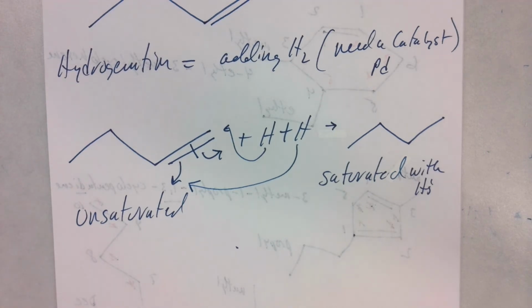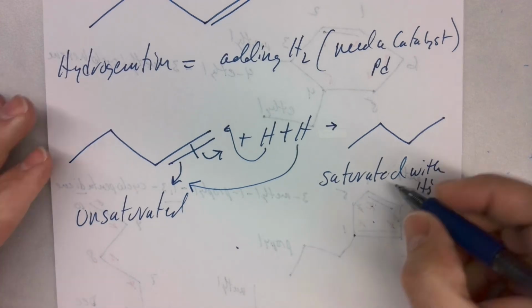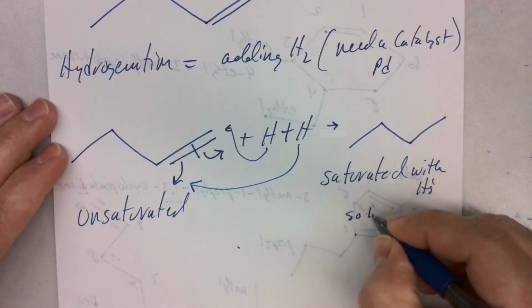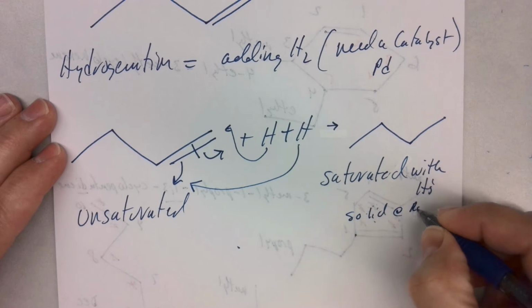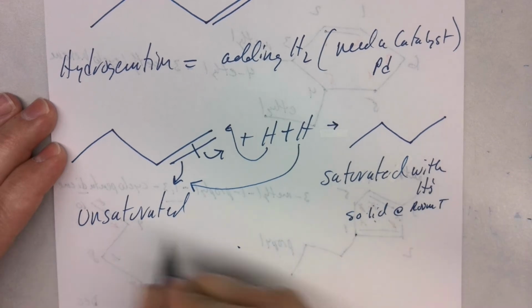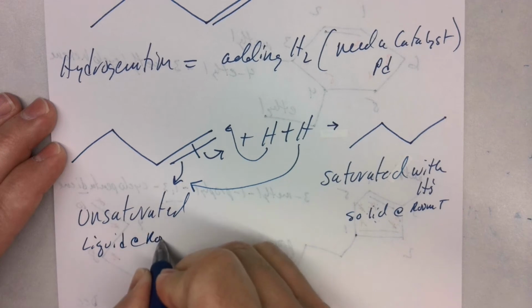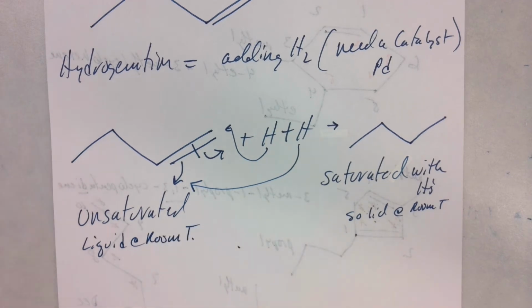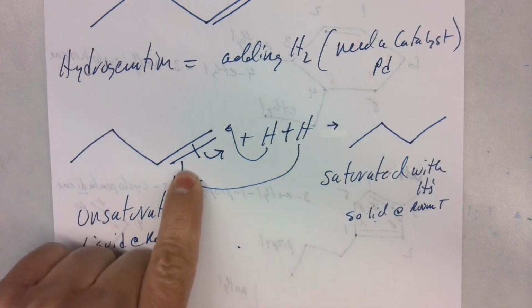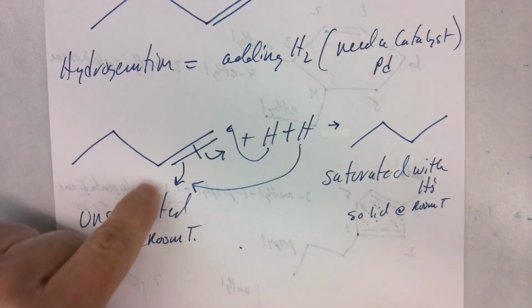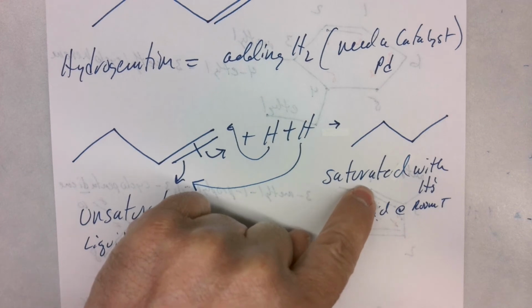Okay? But yeah, so saturated, these are solid at room temperature, and unsaturated are liquid at room temperature. Okay? Just some things you need to know there, right? Now, that's hydrogenation. I break the double bond, I put an H on each side, it becomes saturated.